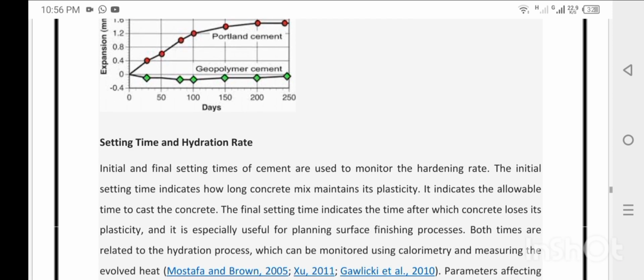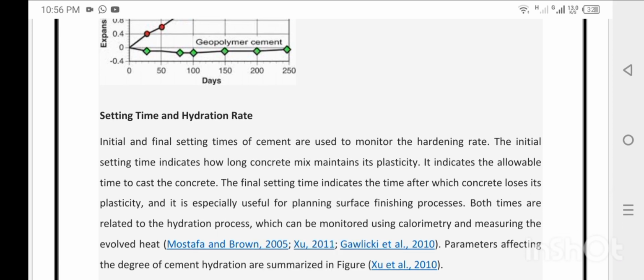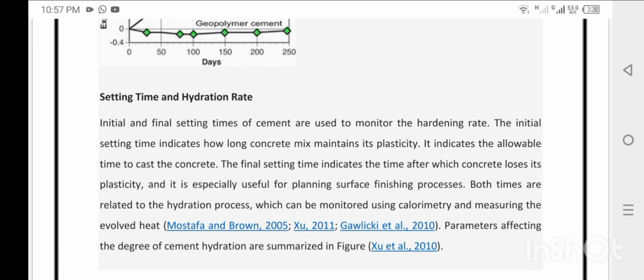Now we have setting time and hydration rate. Initial and final setting times of cement are used to monitor the hardening rate. The initial setting time indicates how long the concrete mix maintains its plasticity. It indicates the allowable time to cast the concrete. The final setting time indicates the time after which concrete loses its plasticity, and it is especially useful for planning surface finishing processes.